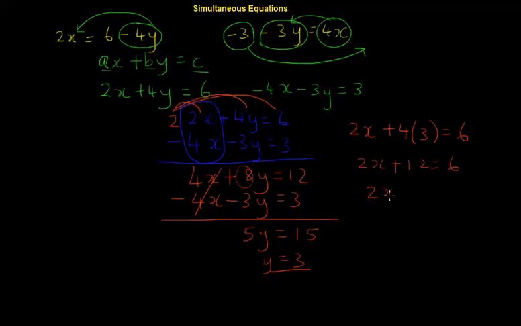2x equals 6 minus 12. 2x is equal to 6 minus 12, which is minus 6. So now finally 2 times something gives us minus 6, in other words minus 6 divided by 2, and that is minus 3. So now we have found our y and we found our x, and that's how you solve simultaneous equations using the elimination method.